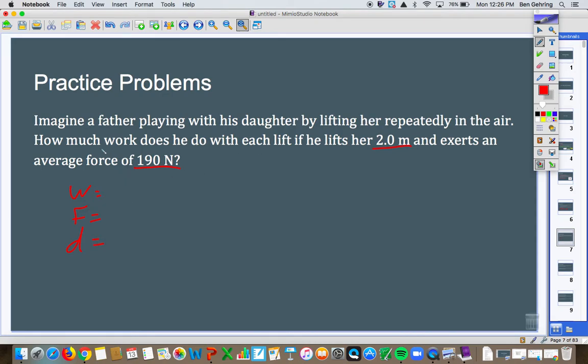Work, I don't know, because I'm looking for how much work. So I need to know this one. So work, I'm not sure. I know that I have 2.0 meters. That's going to be my distance. I know I have 190 newtons. That's going to be my force.